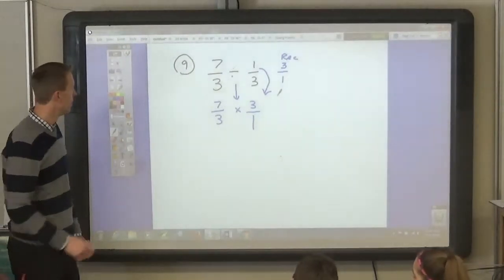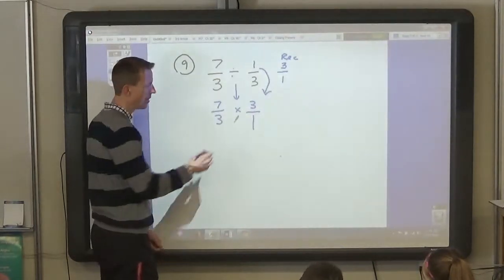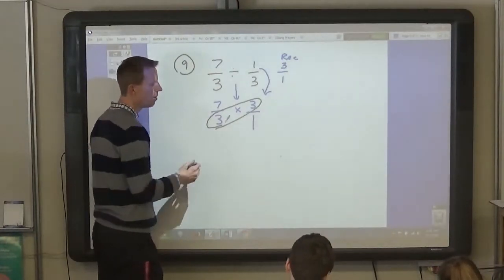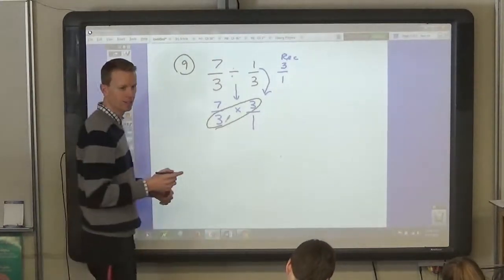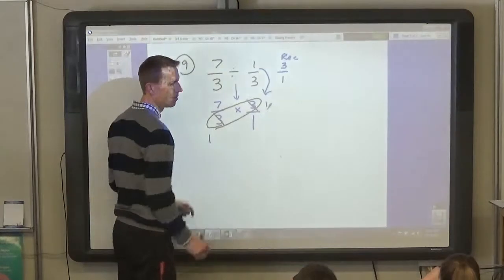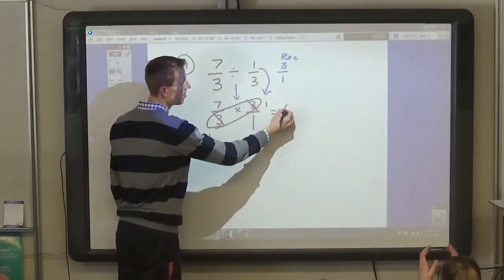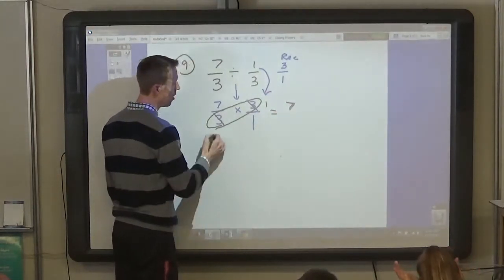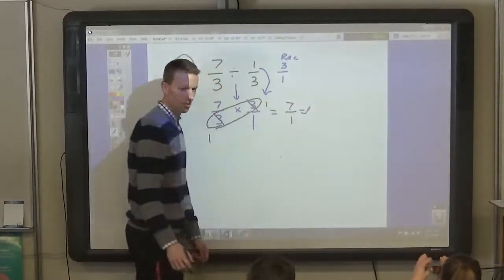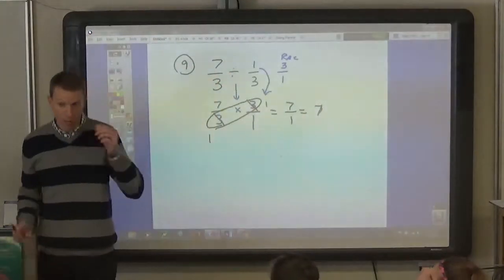Now, can we reduce this first? 3 and 3? Yep. So reduce it. Take out the 3's. How many are there? 1 and 1. And then multiply. 7 times 1 is 7. 1 times 1 is 1. So what's the answer? 7 over 1. Just 7, right? 7 over 1, which equals 7.